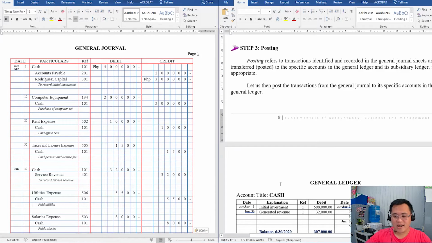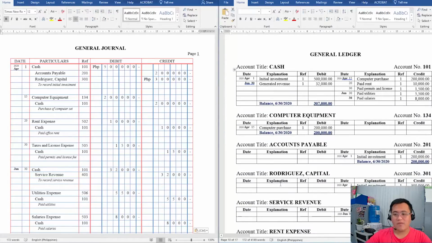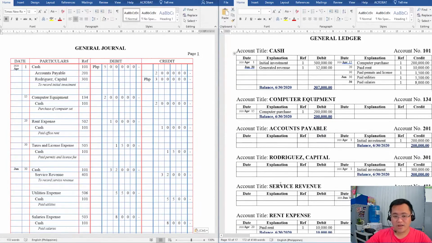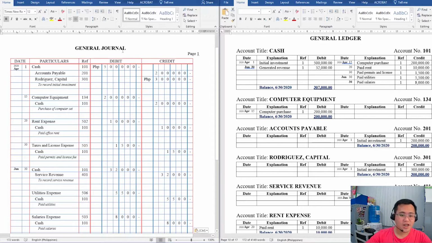So for our discussion this afternoon, we would be differentiating the general ledger from the subsidiary ledger through the entries that we made in our general journal. Now take note that this journal sheet was actually made through our discussion last week. If you could recall our discussion on journalizing, these are our journal entries from last week's discussion. Now, how then do we post our journal entries to our ledger? So let's start with the general ledger first.